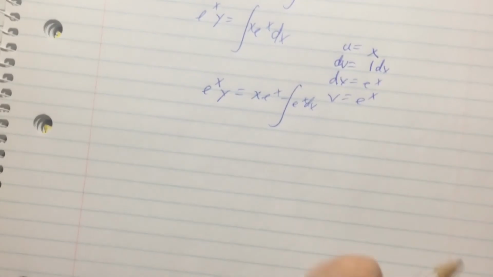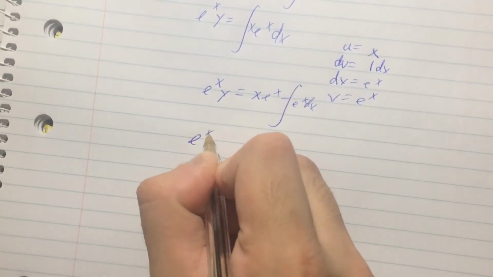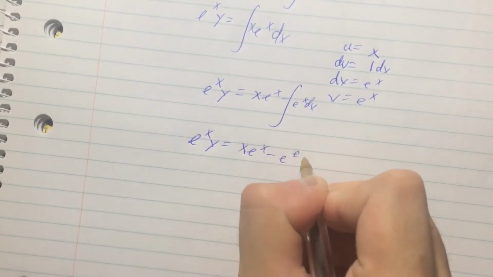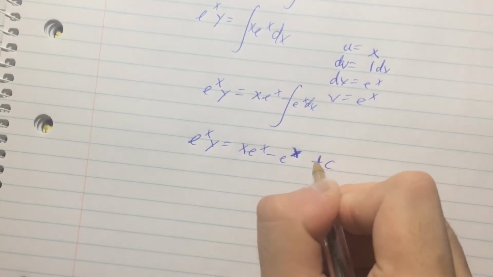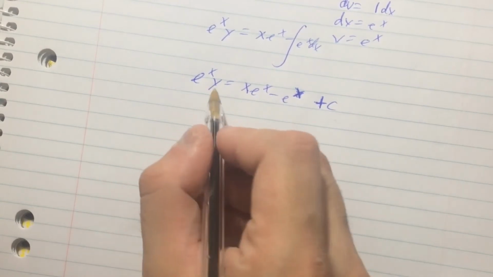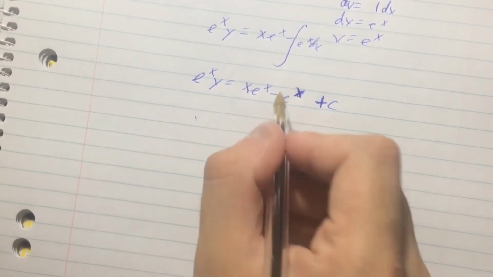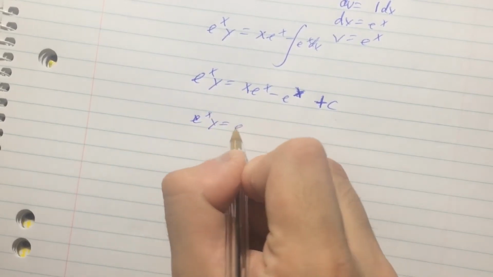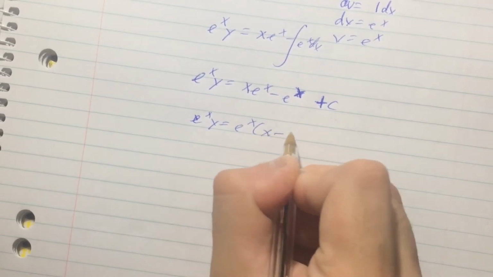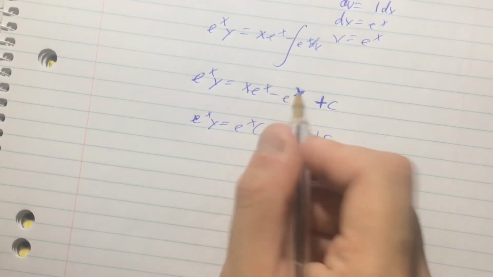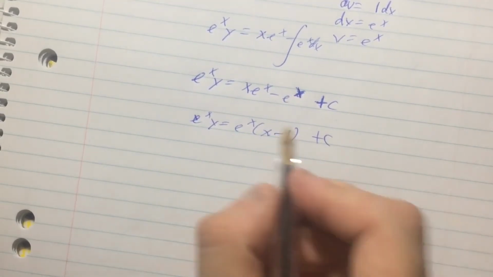And then that's the easiest integral in the entire world. That's e to the x y is equal to x e to the x minus e to the x, sorry, that was funny, plus c. Yep. Cool. Now, all I need to do to finish off this problem is solve for y. But before I do that, I'm going to write e to the x y is equal to e to the x times (x minus 1) plus c, because that's the factorization of x e to the x minus e to the x, so I just factorized it.